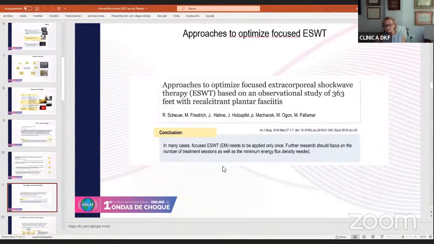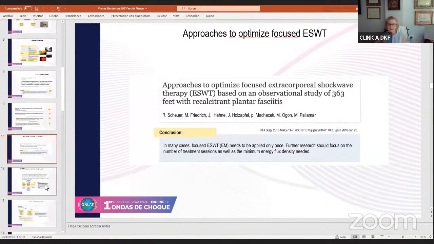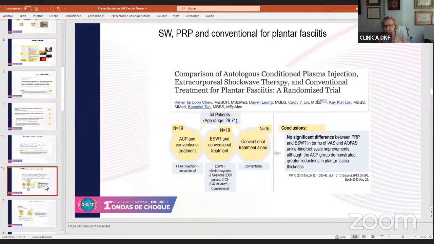And this is an observational study of 363 feet with chronic fasciitis from Shoah, that gives us the opportunity to optimize our treatments with only one session, as normally we do three sessions, as I want to tell you later. But now, in the next slides, I will compare the different treatments that we have used in the past and compare them to the new tools of shockwave therapy.